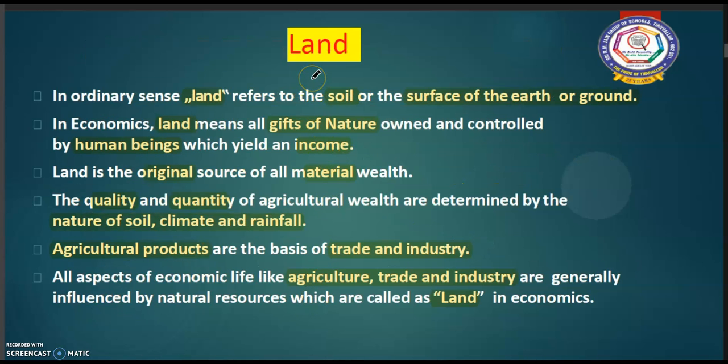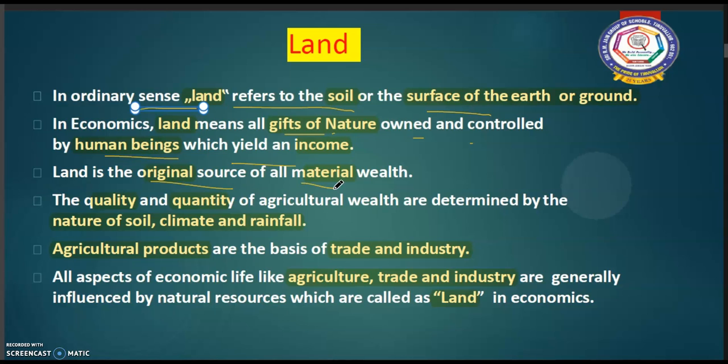Next, first we are going to discuss land. If we ask an ordinary person, land refers to the soil or the surface of the earth. But in economics, land is considered as the gift of nature, and that land is owned and controlled by human beings, through which the person can yield an income. So it is considered as the original source of material wealth.